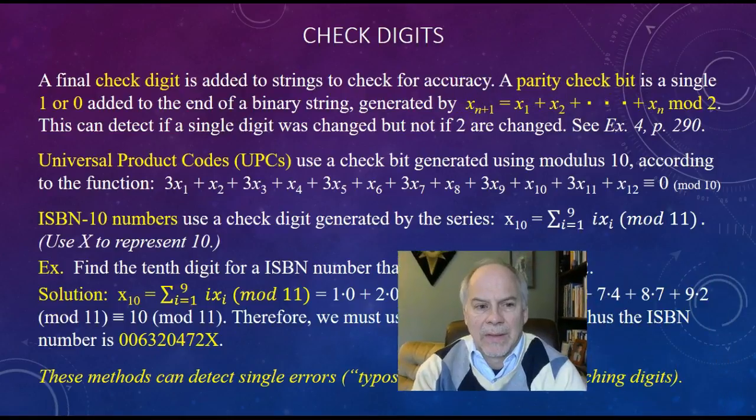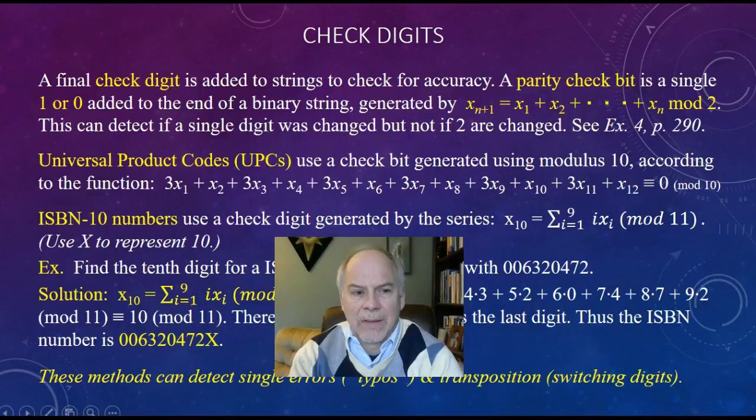Now, this could be a number like between 0 and 10 that's added on the end, or it could be a 1 or a 0 added at the end to check for accuracy. Now, if it's a 1 or a 0, we call it a parity check bit. It's a single 1 or 0 added to the end of the binary string, and this check digit is one more than the number of digits you have in the string, so it's added at the end of it, and all you do is add up all the digits and then find the remainder when you divide by 2.